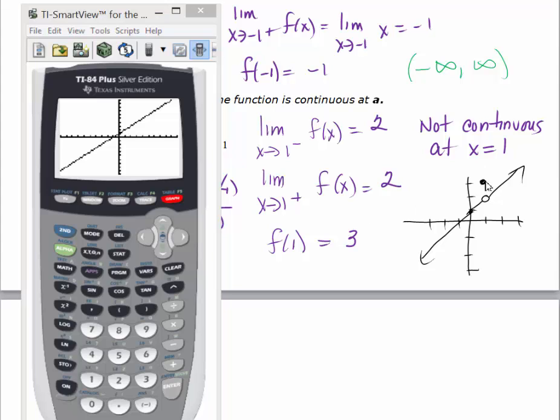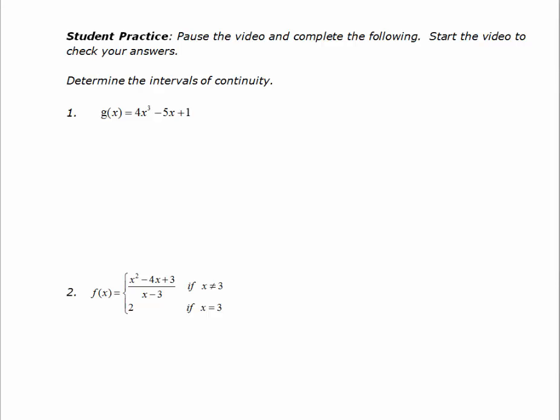So you have this ordered pair up here. So this is what this function actually looks like. And so you have a point of discontinuity at x equals 1. I want you to pause the video and then determine the intervals of continuity for the following functions. Do this without a calculator. If you want to, try to graph the piecewise on your calculator when you're done, that's okay, but try to answer the questions without the use of a calculator. And then start the video up again to check your work.